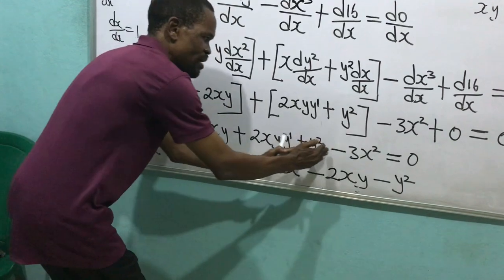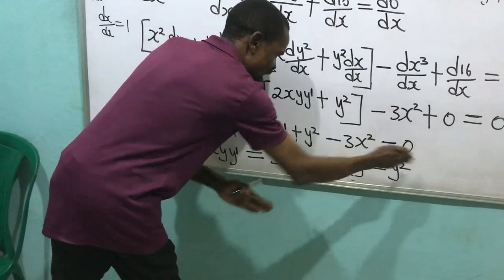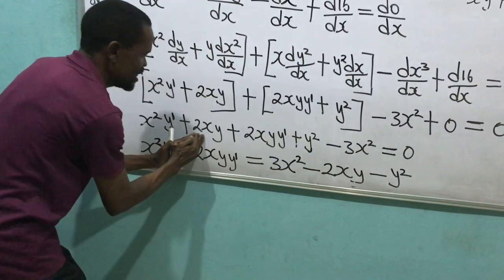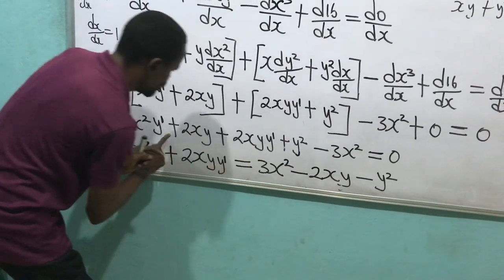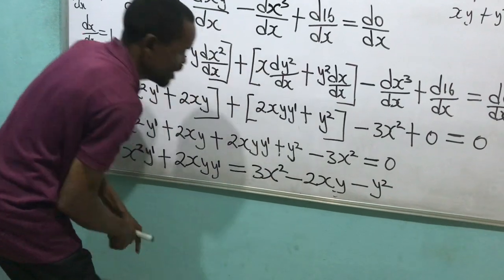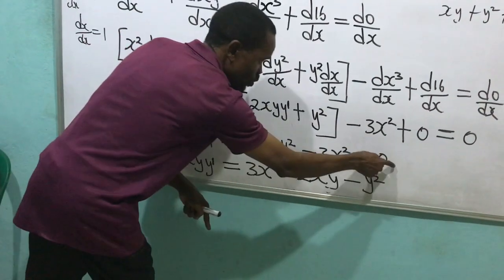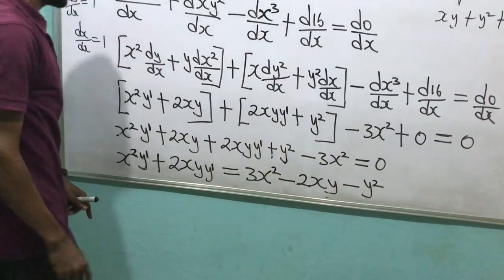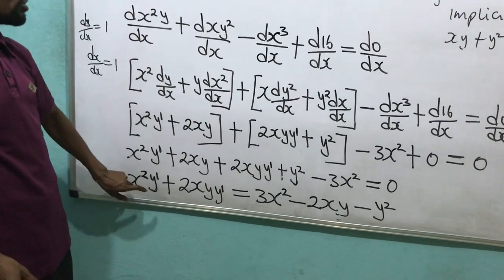Then I take this minus 3x squared over there, it becomes plus. Then taking this over there, it becomes minus, because it is one of the plus, it becomes minus by crossing the equality sign. Then this is plus, crossing the equality sign, becomes minus y squared. Then I'm going to make this the subject of the formula.